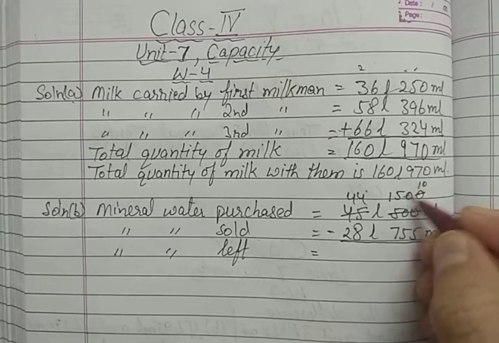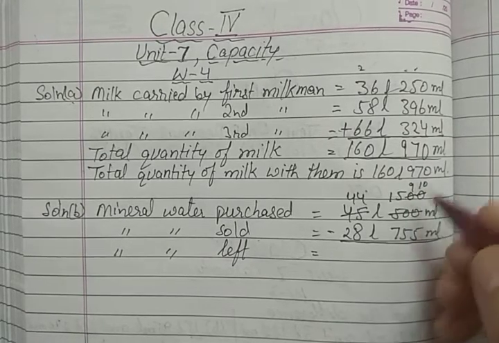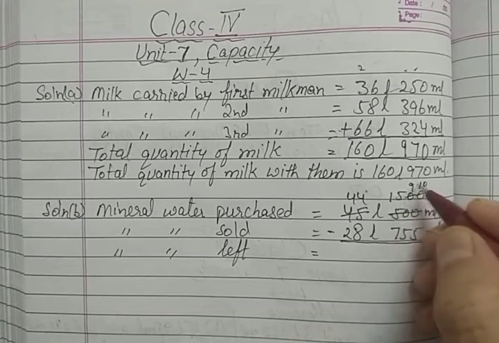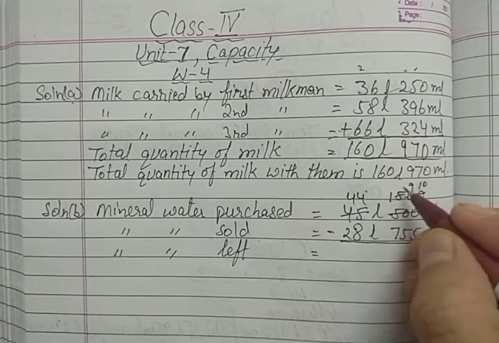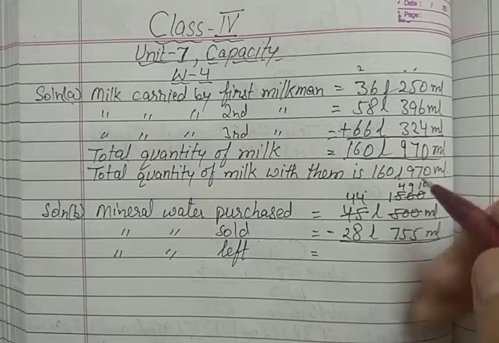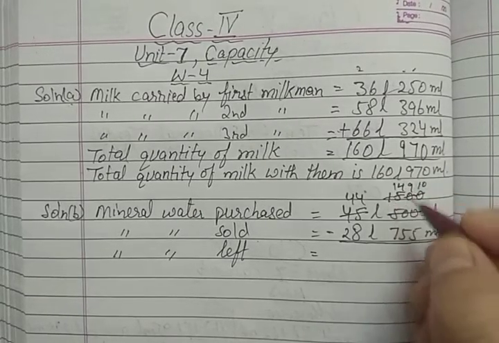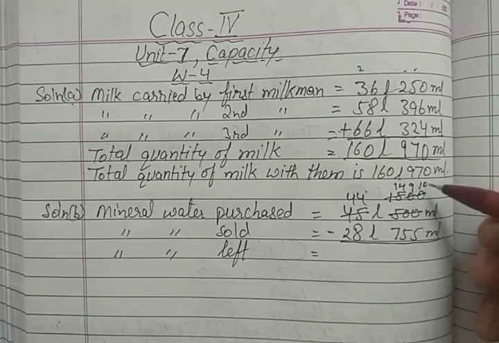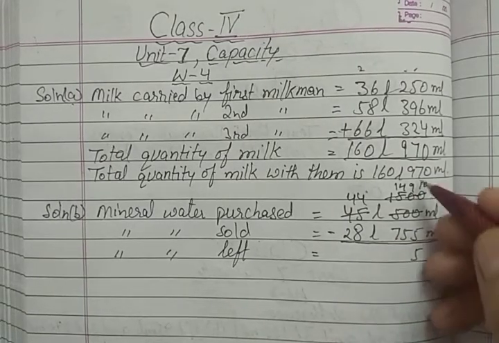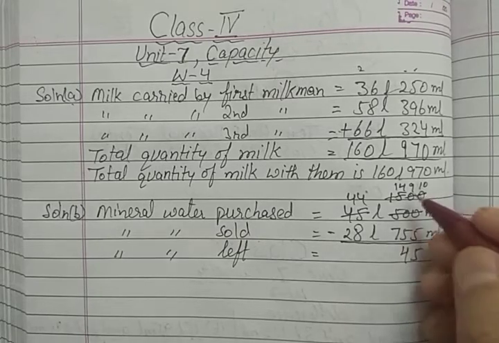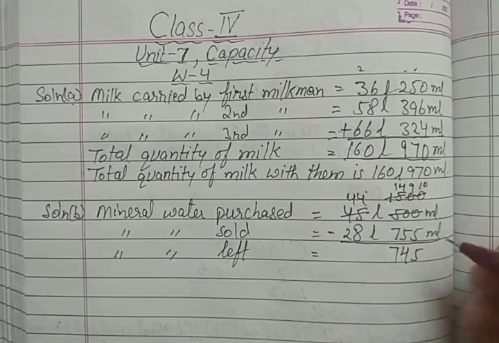Here what will be left is 9. Then it will take a borrow from here. What will be left over here is 4. Then again 4 is smaller, so it will become 14. So now we will subtract it. So 10 minus 5 is 5, 9 minus 5 is 4, and 14 minus 7 is 7.